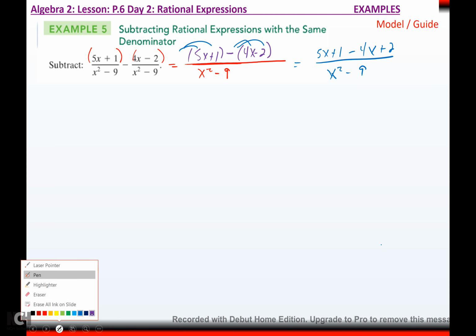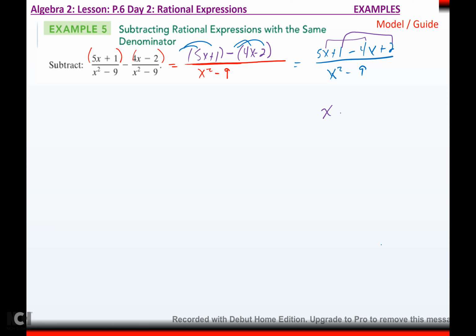Combine like terms on top. So I can combine the 5x minus 4x, which would be x. Positive 1 plus 2 would be 3. And on bottom, I can factor this. That would be binomial, plus and minus. The square root of x squared is x. The square root of 9 is 3. So it's x plus 3 over x minus 3.